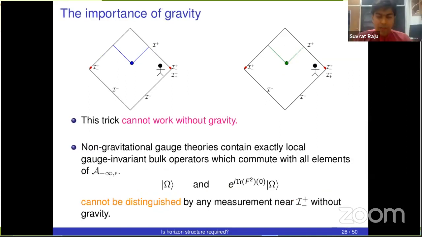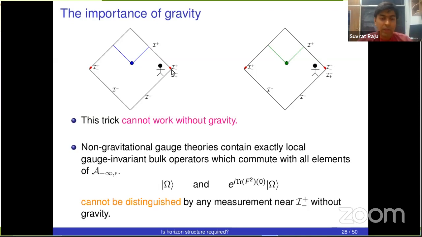Okay. So now something I already mentioned is that you might have said, well, other theories, including QED, have charges which are boundary terms, and could you do the same trick there? But just a sanity check is that such a trick can never work in a local quantum field theory. It also cannot work in a non-gravitational gauge theory. And the reason is that any non-gravitational gauge theory contains exactly local gauge invariant bulk operators, which commute with all elements of this A minus infinity.